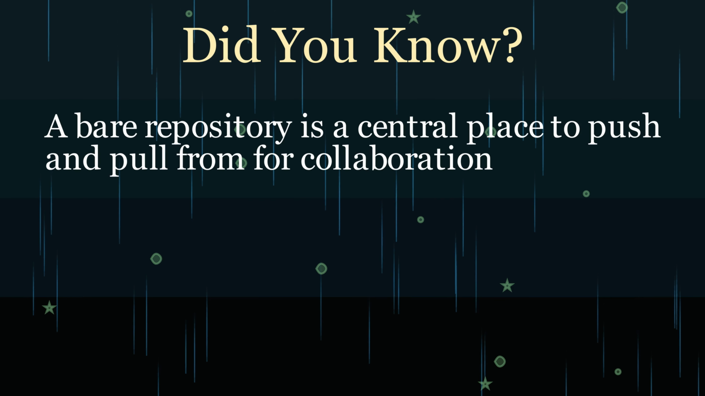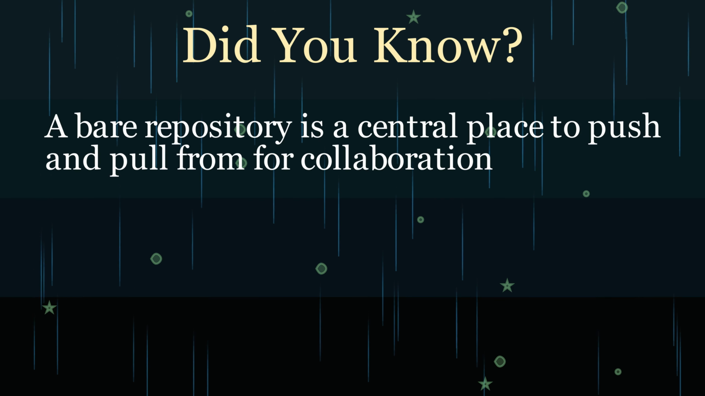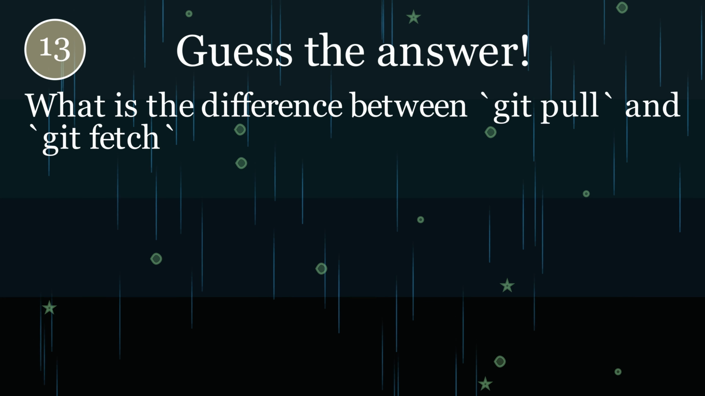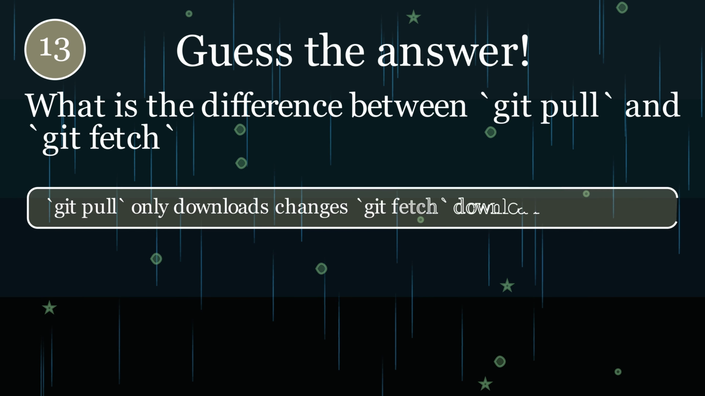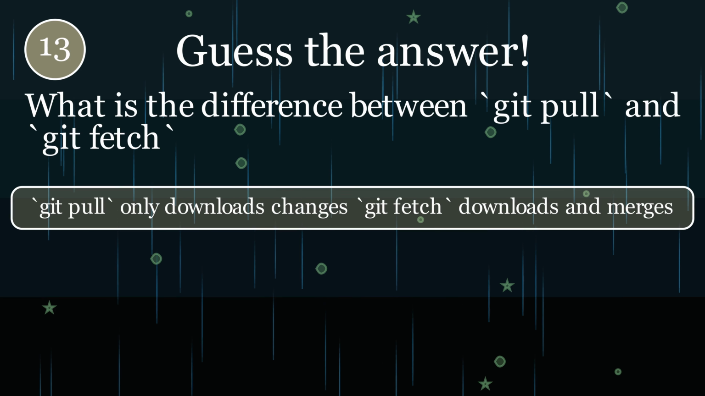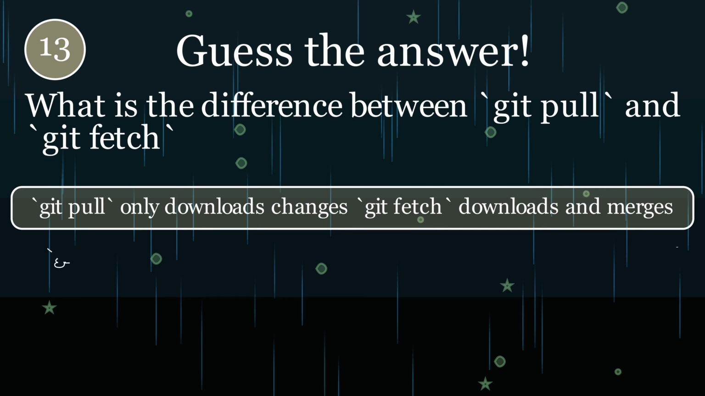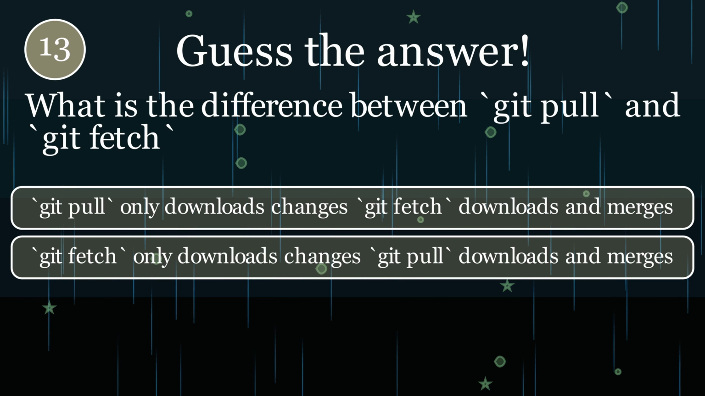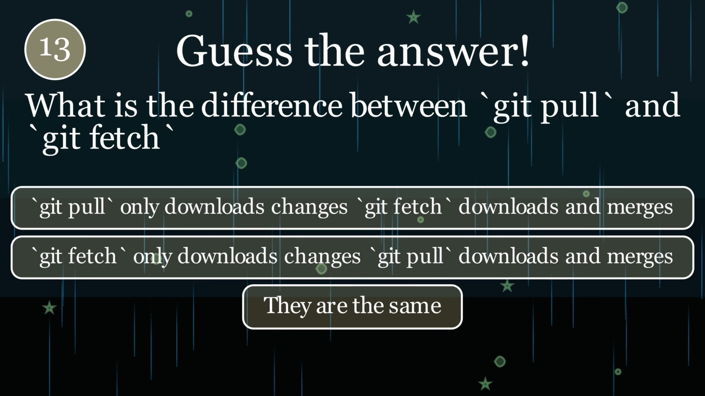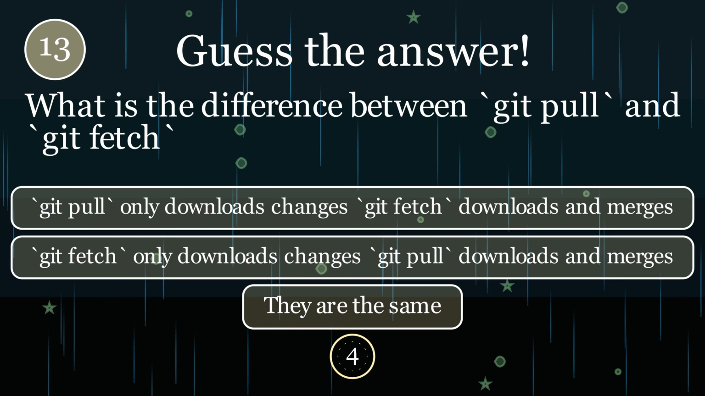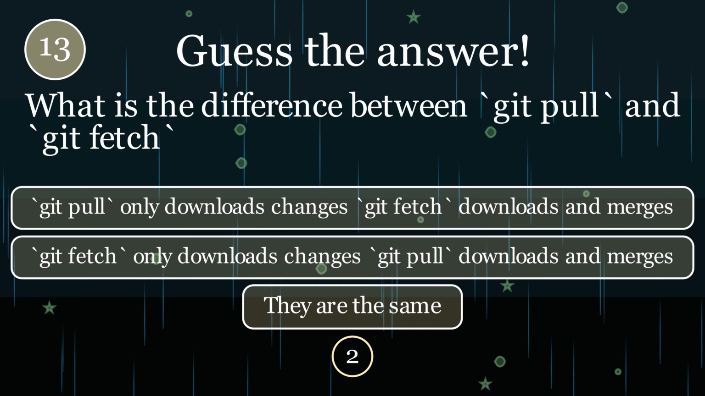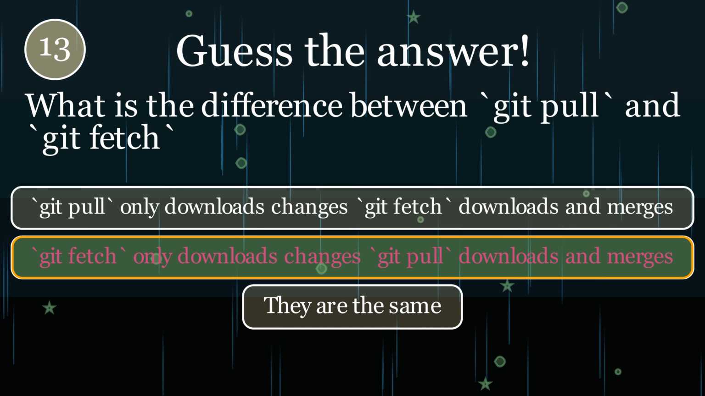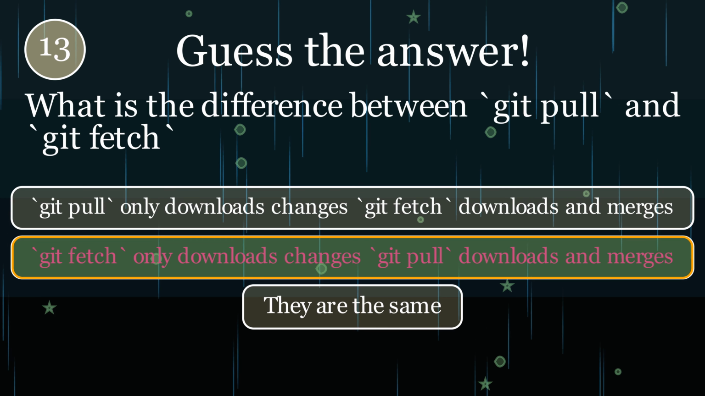Fun fact: a bare repository is a central place to push and pull from for collaboration. What is the difference between git pull and git fetch? Git pull only downloads changes, git fetch downloads and merges. Git fetch only downloads changes, git pull downloads and merges. They are the same. The correct answer is git fetch only downloads changes, git pull downloads and merges.